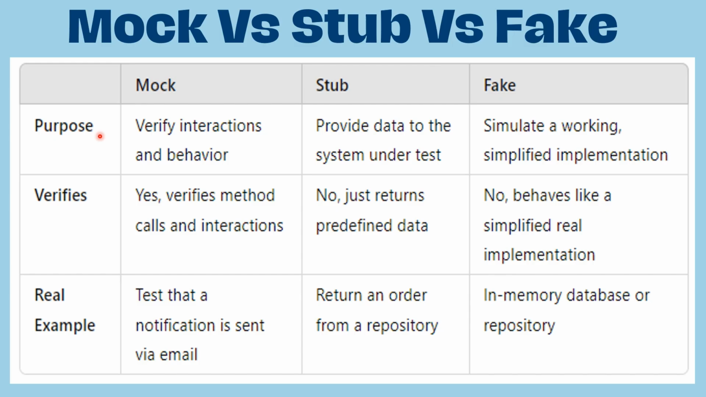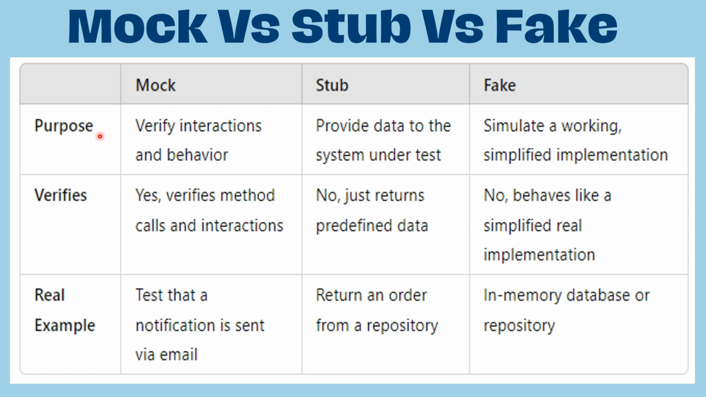Now let's understand the major difference between mock, stub, and fake. Let's compare purpose wise. The major purpose of the mock is to verify interaction or behavior when you are writing unit tests. The major purpose of the stub is to provide data to the system under test. Fake is for simulating or simplifying the implementation by using some kind of fake concept or fake database.